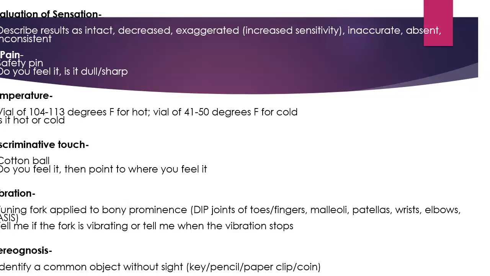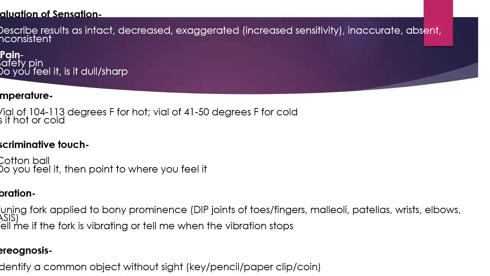If it's discriminative touch or light touch, you can use a cotton ball or maybe a Q-tip. You want to say, do you feel it? And then maybe point to the place where they felt it. When you do vibration, you can use a tuning fork that could be applied to bony prominences, like the DIP joints of the toes and fingers, the malleoli, the patellas, wrists and elbows. And you say, tell me if the fork is vibrating, or tell me when the vibration stops. Stereognosis would be having them close their eyes and identify a common object without sight, like maybe a key or a pencil or a paper clip.